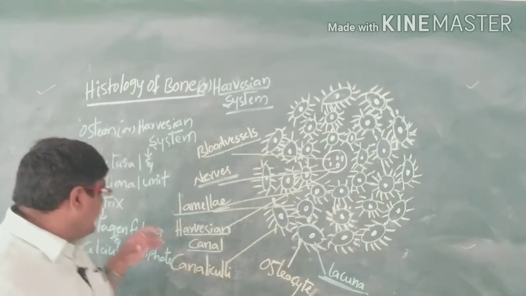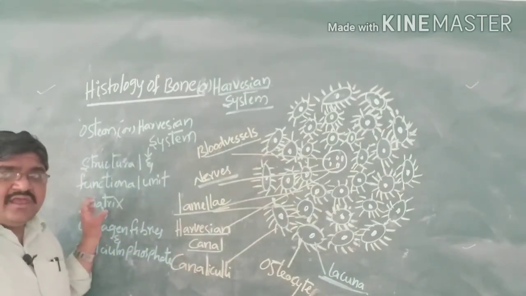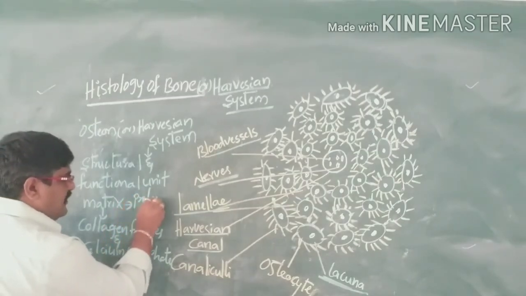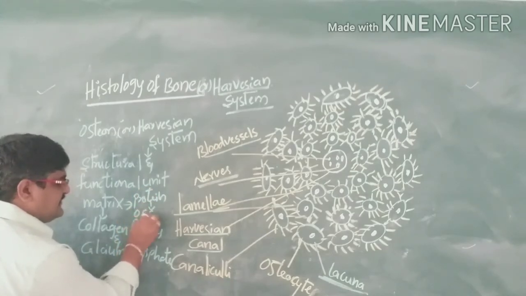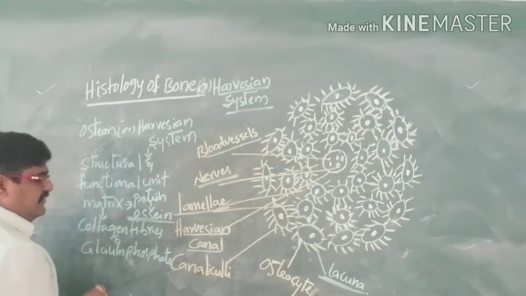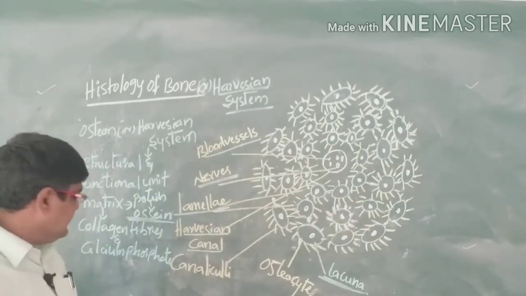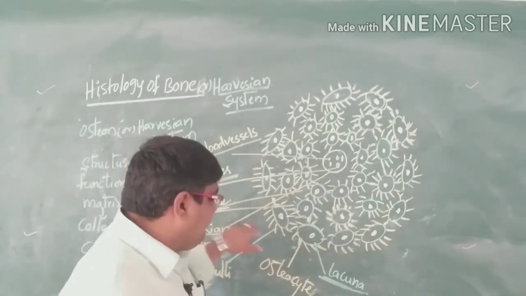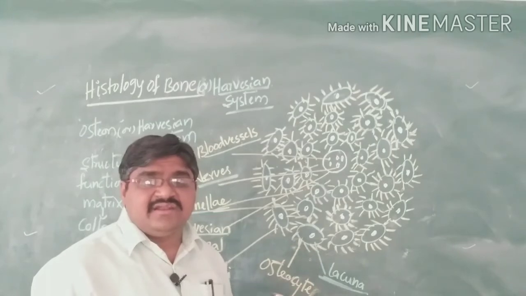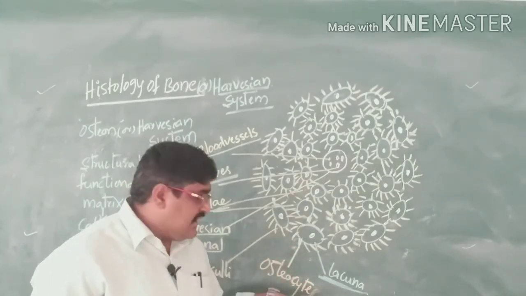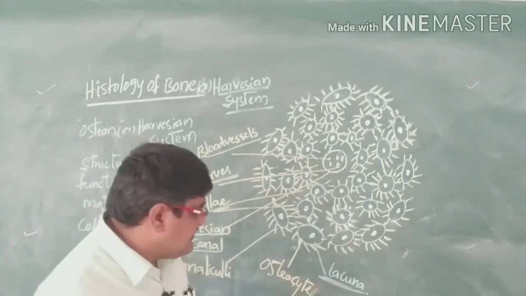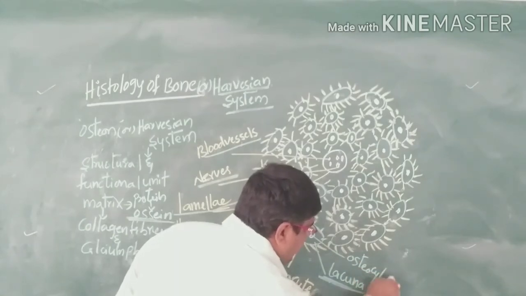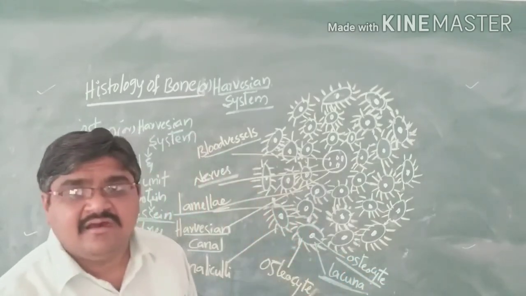Already we know that the matrix also contains a protein called osseine. So the matrix is made up of the protein osseine, along with collagen fibers and calcium phosphate, and along the concentric rings of lamellae there are space-filled cells. Those space-filled cells are called lacunae, and inside the lacunae there are osteocytes.